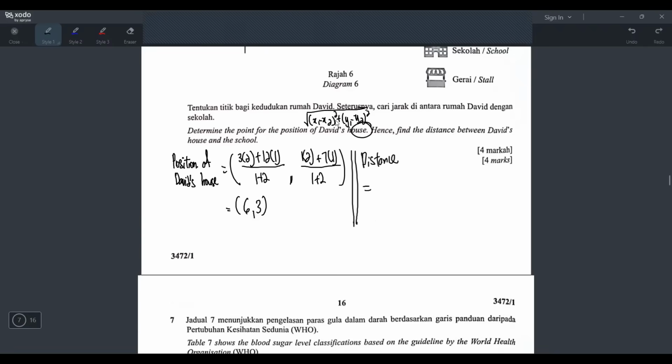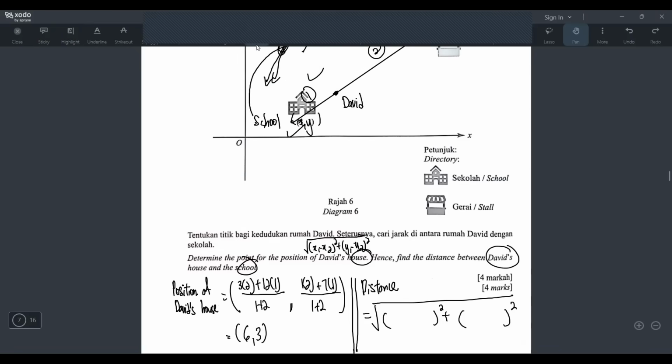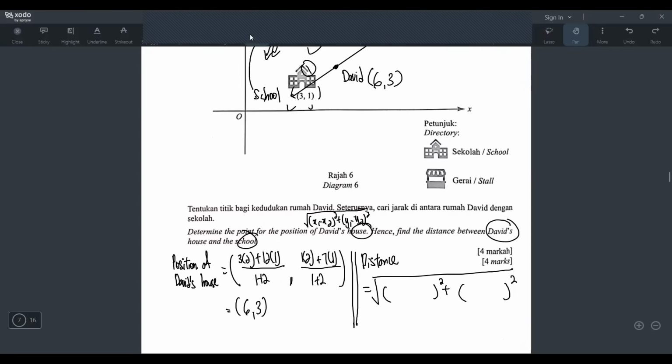So the formula, I already wrote it up here. It will be square root of bracket square plus bracket square. In the first bracket, it will be x minus x. The second bracket, it will be y minus y, right? And since you are finding the distance between David and school, then you will use the David coordinate and the school coordinate. So David coordinate is 6, 3, and they say with school, right? So what is the school coordinate? School coordinate is 3, 1, right? 3, 1.